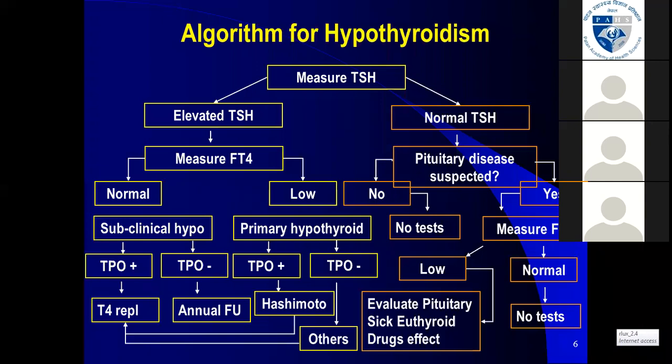Sick thyroid syndrome occurs in acute severe illness. There could be normal TSH, but T3 or T4 could be decreased, or on the other hand, sometimes there could be increased TSH, but T3 and T4 could be normal. But there is no underlying thyroid disease.